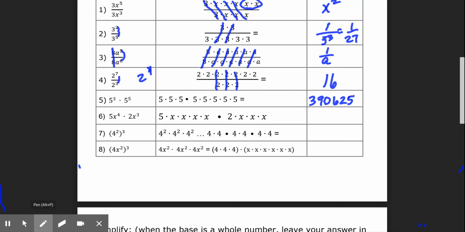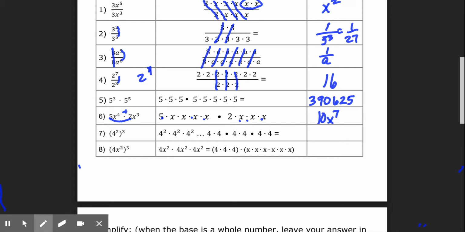All right, number 6, we have 5x to the fourth times 2x cubed. So we would take the 5 times the 2 and get 10. And then we have 1, 2, 3, 4, 5, 6, 7 x's. So that would be x raised to the 7th power. If we did it without the expanded form, we have our 5 times 2 is 10. And then we can add 4 plus 3 and get 7.